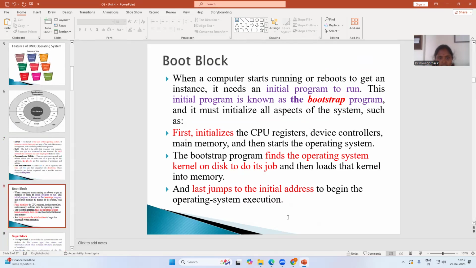Next, the main topic is the boot block. When a computer starts running or reboots, it needs an initial program to run. This initial program is known as the bootstrap program, and it must initialize all aspects of the system, first the CPU registers, device controllers, and main memory, and then start the operating system. The bootstrap program finds the operating system kernel on disk, loads that kernel into memory, and last, jumps to the initial address to begin the operating system execution.